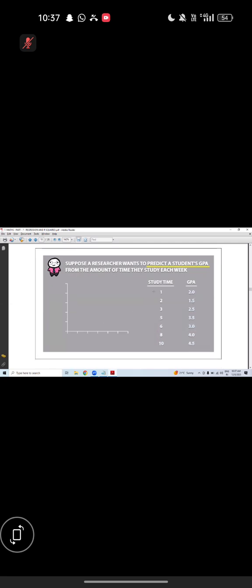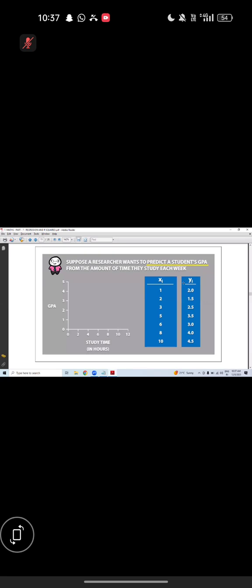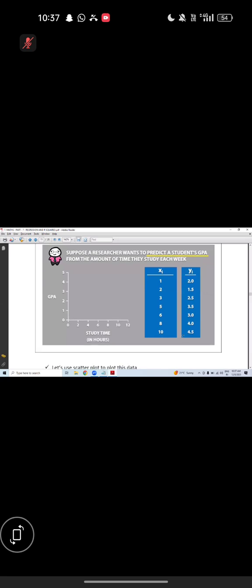Come on, let us plot the data. Study time and GPA. Study time is input, GPA is output. Study time is X, GPA is Y. GPA is Y, and study time is X. What is the minimum value in X? 1. What is the maximum value?